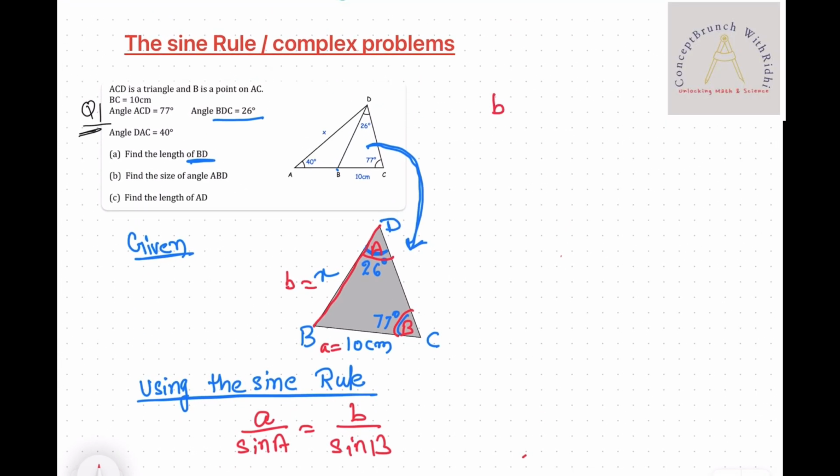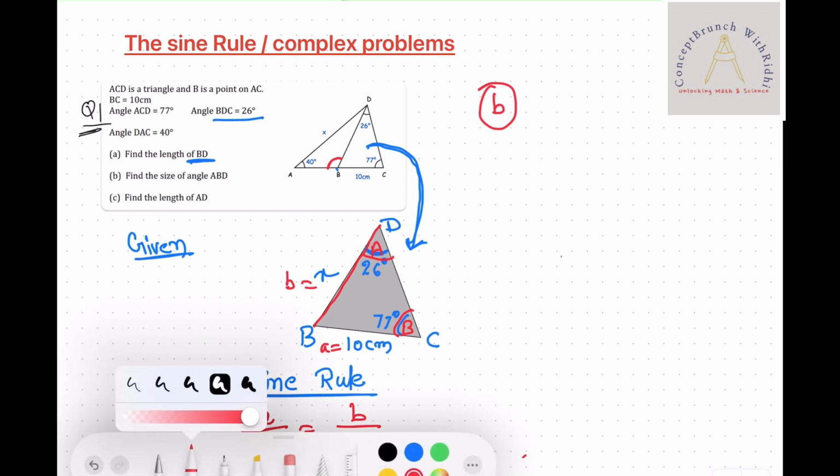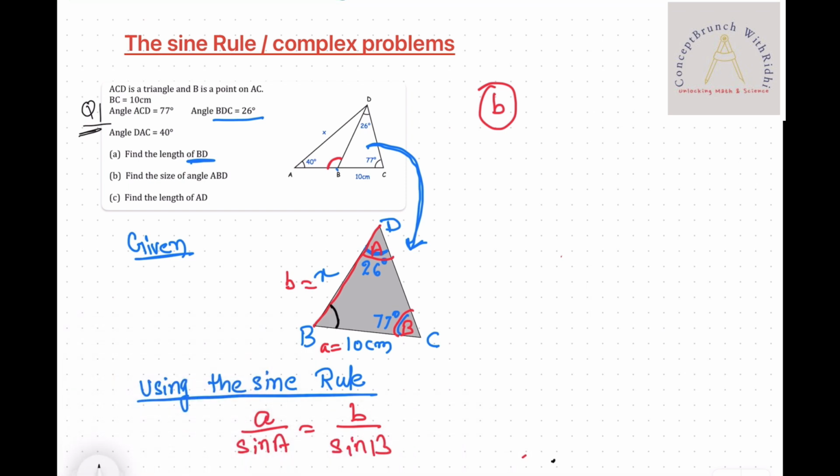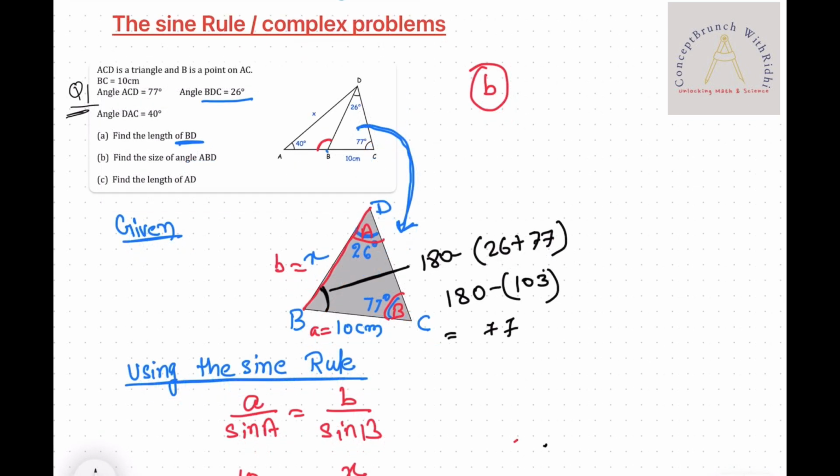In part B, find the size of angle ABD. This one angle, right? So basically, first of all, we have to find out the angle here. How do we find this angle? We can do 180 take away 26 plus 77, and the same way this angle is taken away from 180. So what's going to be angle ABD?